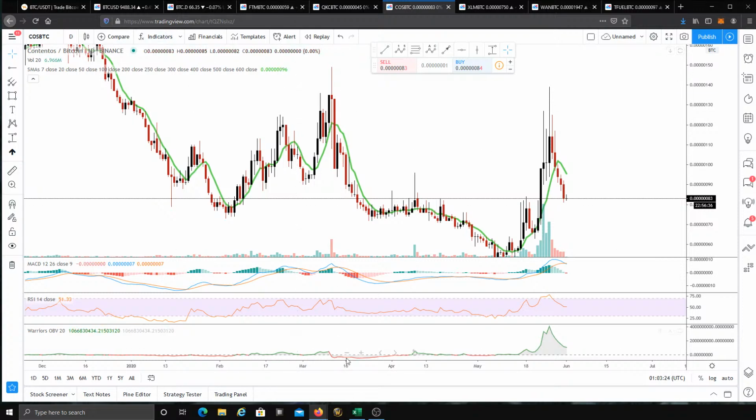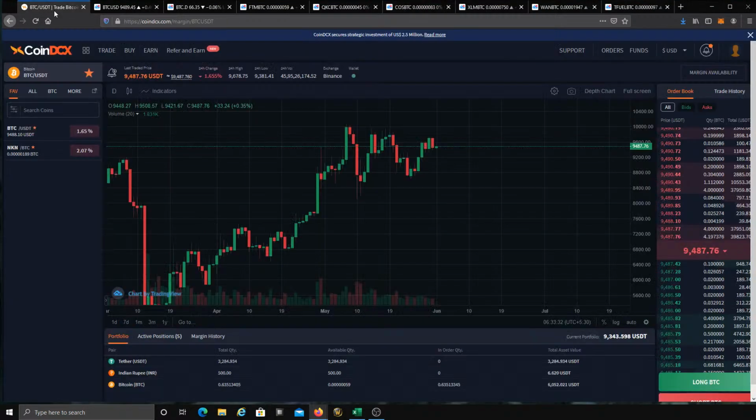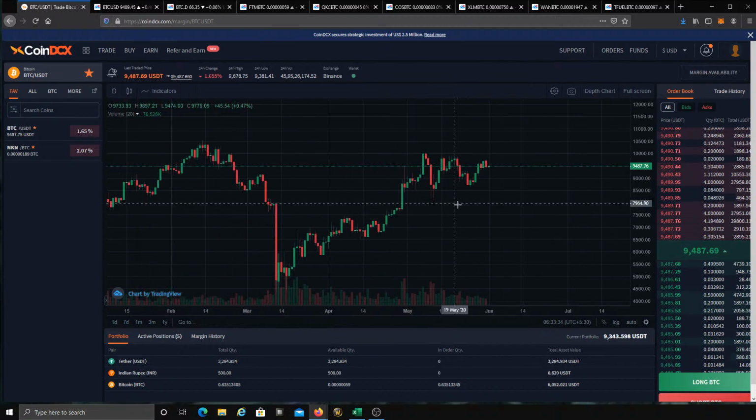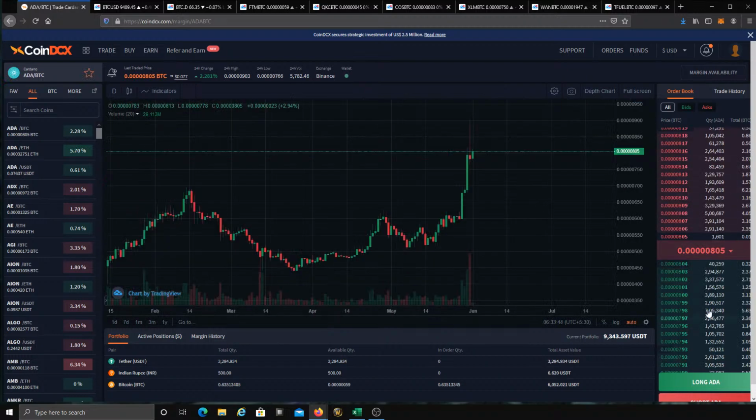I hope that helped. Be sure you guys use your spreadsheet. Hope that was a good enough explanation of CoinDCX. Pretty simple exchange to use. It's tapped into the Binance API, so for any altcoins, all the order books here are exactly what you're going to see on Binance.